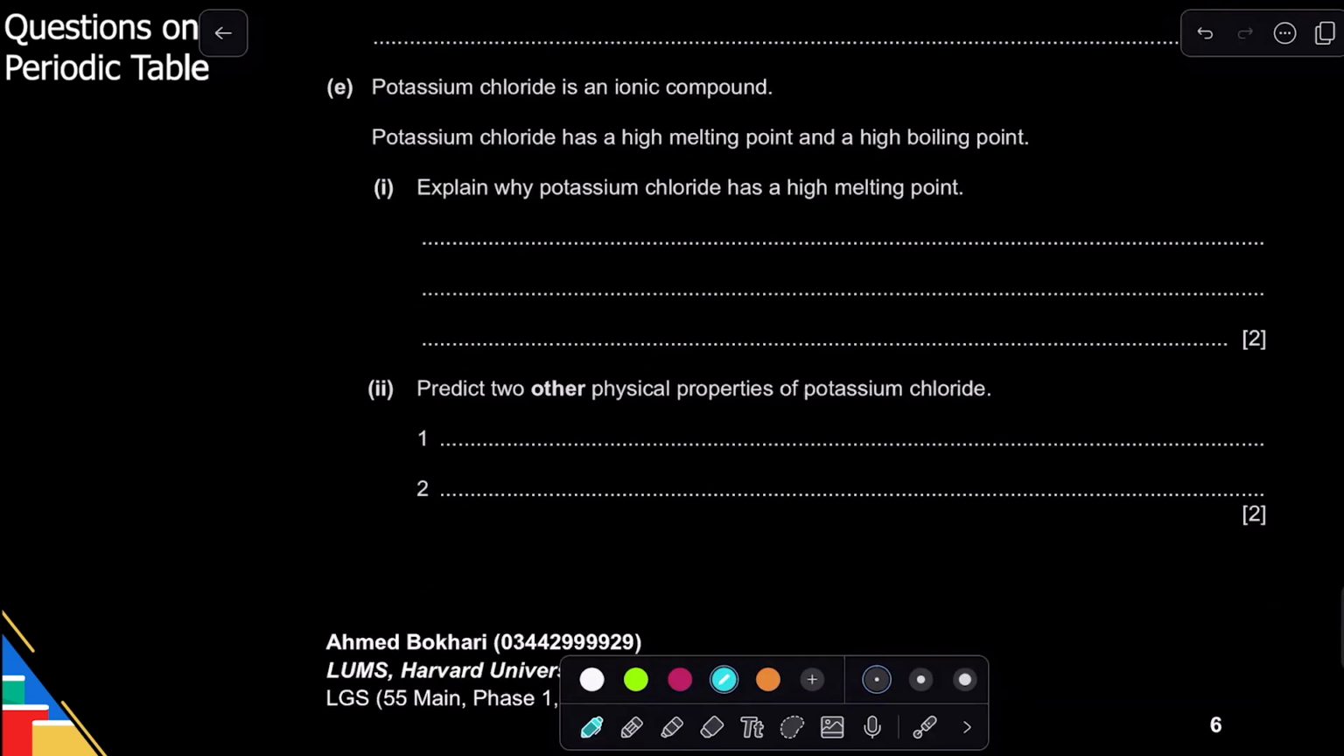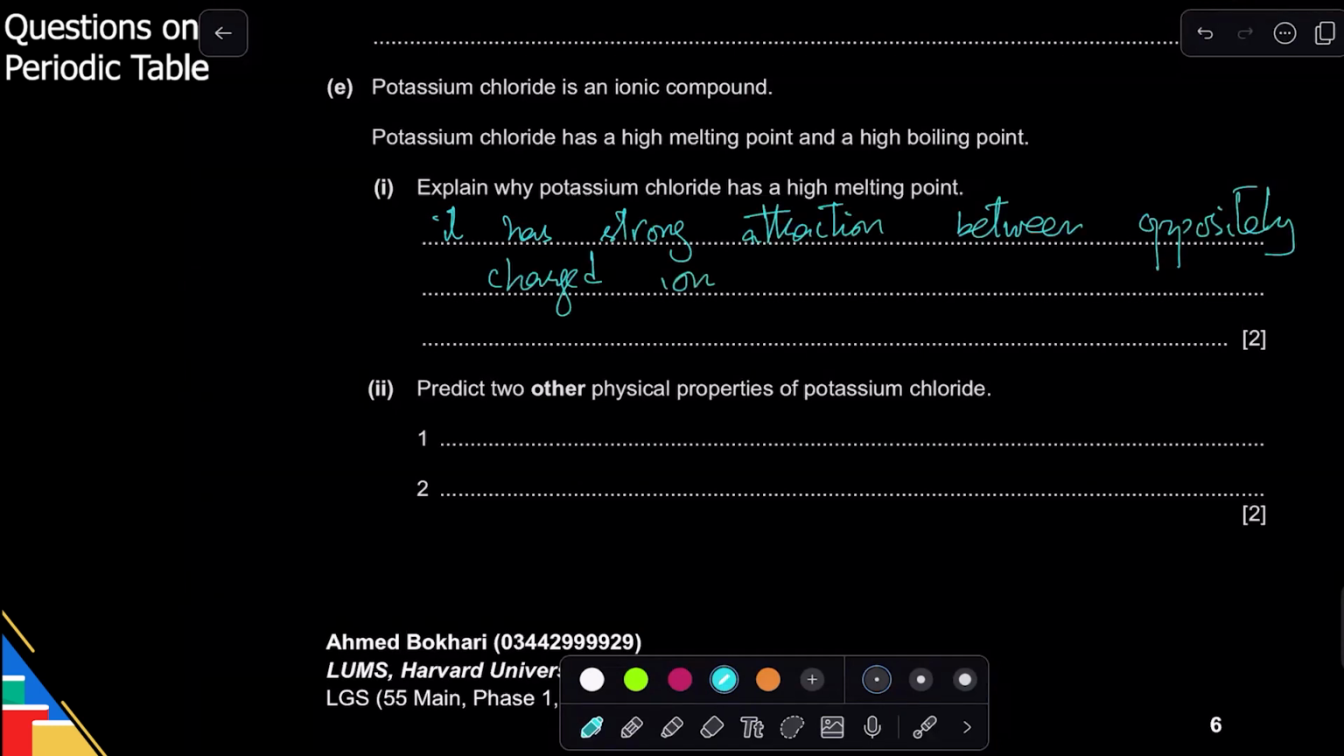Potassium chloride is an ionic compound. It has high melting and boiling point. Explain why it has a high melting point. Again, discuss the forces of attraction. And in this case, you have a lattice with strong attraction between positive ions and negative ions. So it has strong attraction between oppositely charged ions in a lattice. So obviously, if it has a high melting point, then to break this it needs high energy to be broken, or you can also say that it is difficult to break.